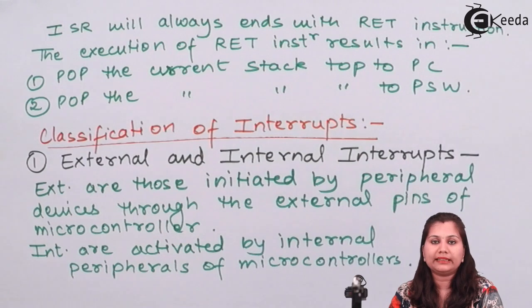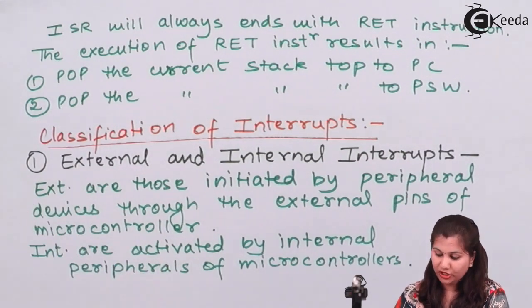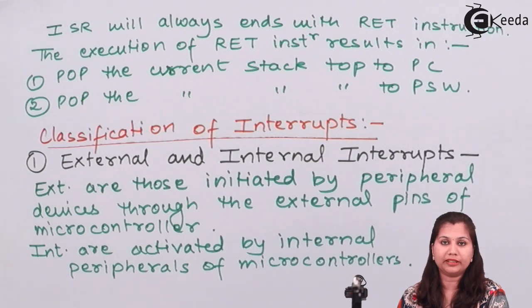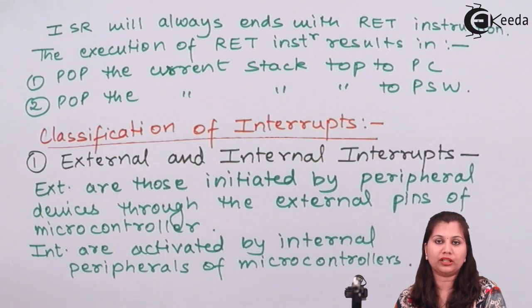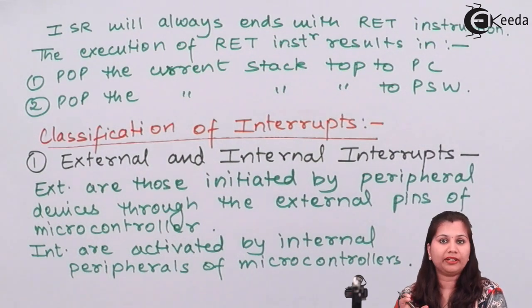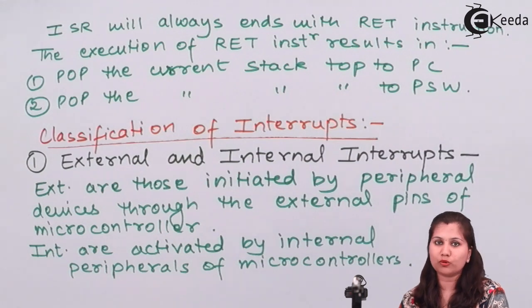So external interrupts are those which are initiated by the peripheral devices through the external pins of the microcontroller. Like in the 8051 microcontroller, we have different pins. So on those pins, the peripheral devices are going to send the interrupt request. In 8051, we have two external interrupts, external interrupt 0 and external interrupt 1.